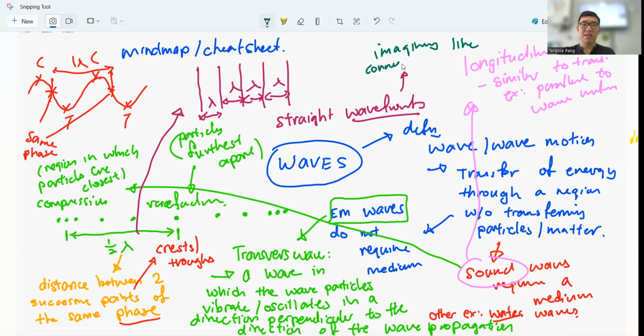Imaginary line connecting points of adjacent waves that are of the same phase. Okay, again, you can draw this out. You can even draw it here if you want to. It will look something like that.